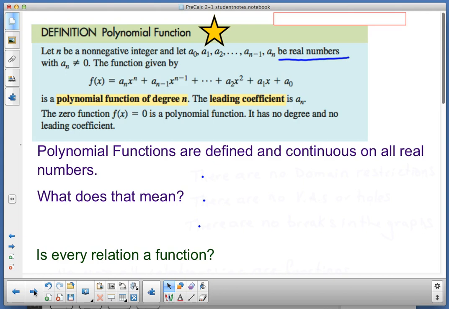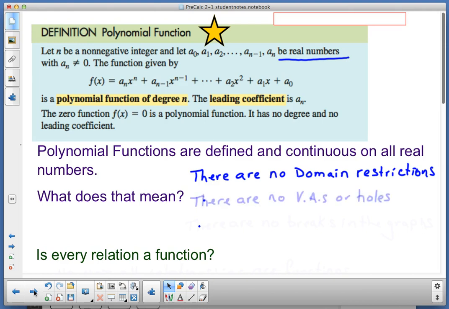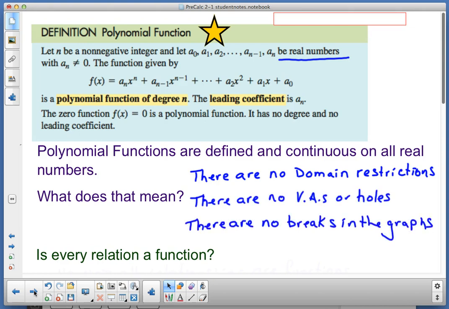Okay. Now, polynomial functions are defined and continuous on all real numbers. Okay. There are no domain restrictions. And people are like, really? We just finished doing those VAs, the holes, removable discontinuities, jump discontinuities, and we don't have those in this chapter. There are no VAs or holes. There are no breaks in the graph. Okay, we kind of did our time with them for a little bit.